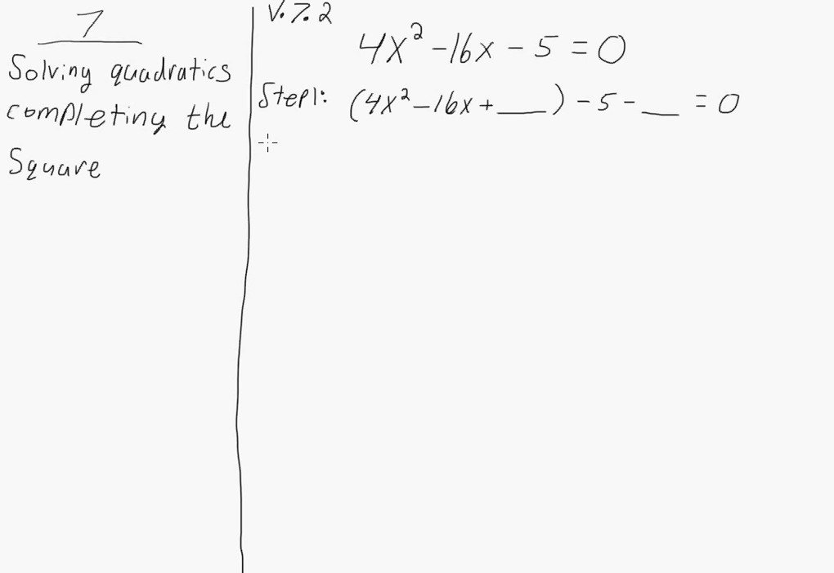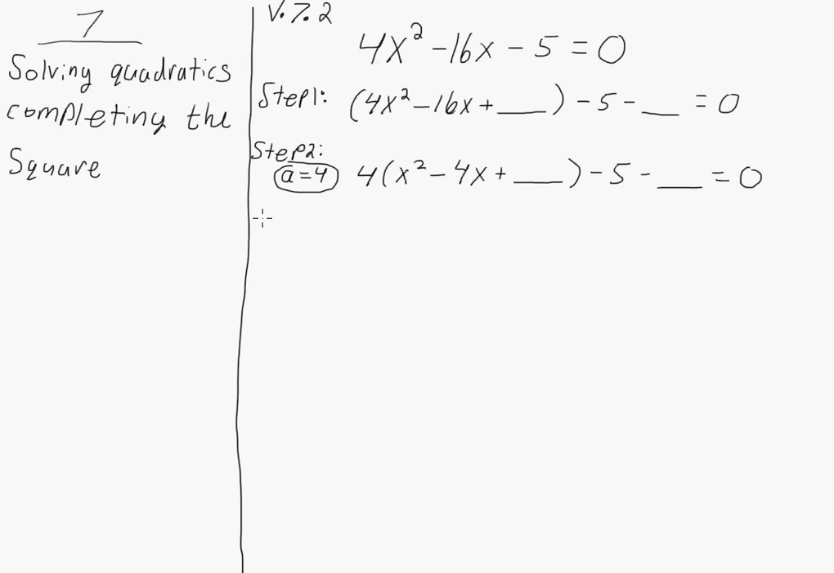Okay, step 2 is to factor out a if one exists, and one does. In this case, in step 2, we have that a equals 4. Okay, I'm going to circle this, and I'm going to factor out 4 from inside this parenthesis. So I have 4, open parentheses, x squared minus 4x plus blank, close parentheses, minus 5 minus blank equals 0. Okay, and that completes step 2.